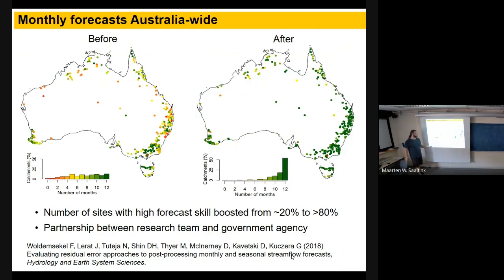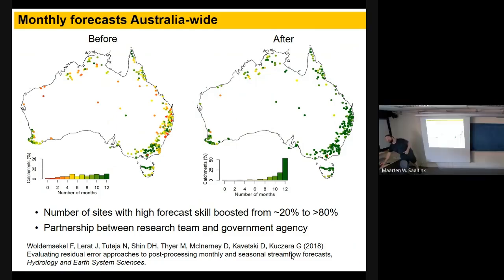If you're interested in more details, we had this published a few years ago, but I think it's been a good example of the collaboration between the research team and the government agency. Here we had to make a lot of pragmatic choices because we can't just focus on one catchment for 5 years. It had to be a system that can be rolled out pretty much everywhere in Australia.